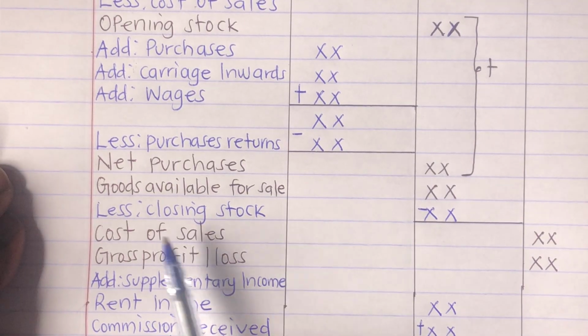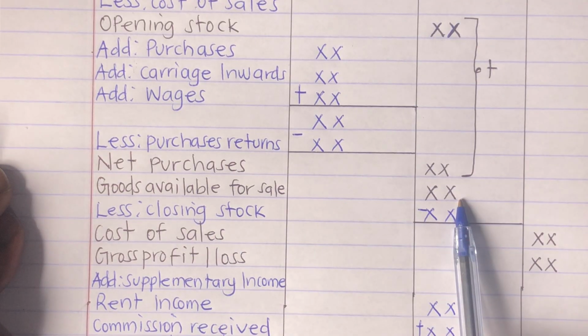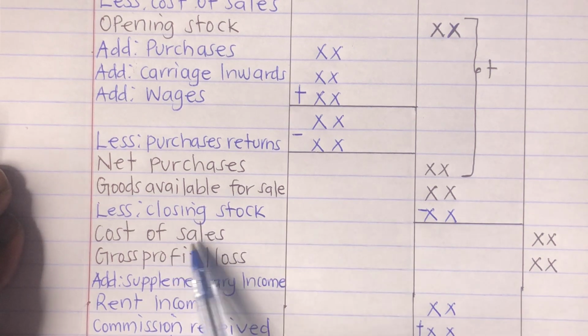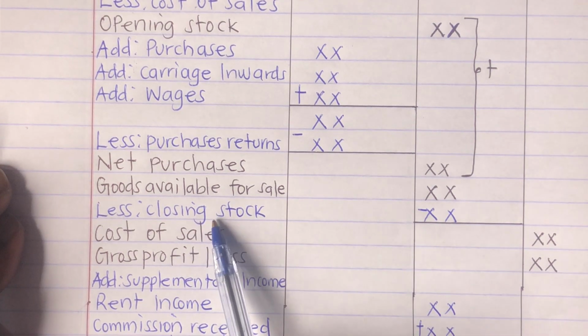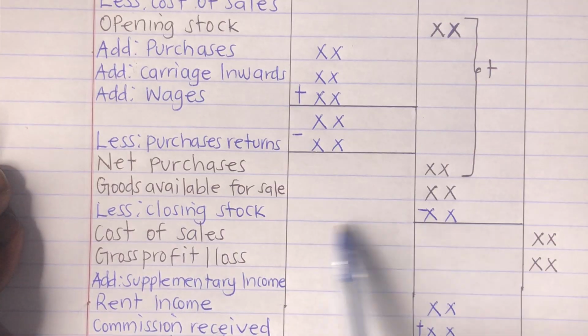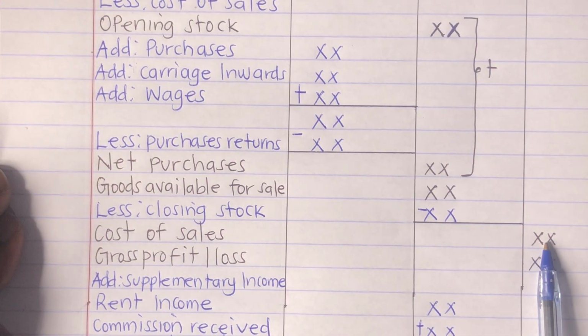So for us to get the cost of sales, we shall say goods available for sale, it is posted here, and then less closing stock, and then we get the cost of sales, and we post it here. We post the cost of sales here. Our aim is getting net profit or net loss.